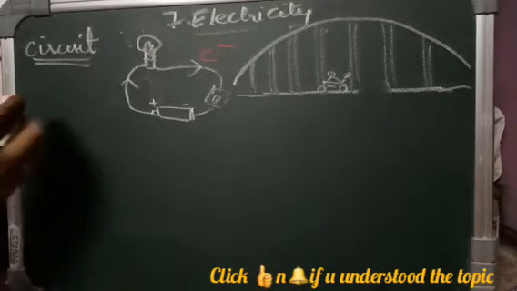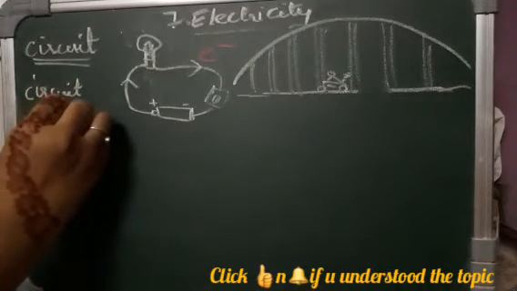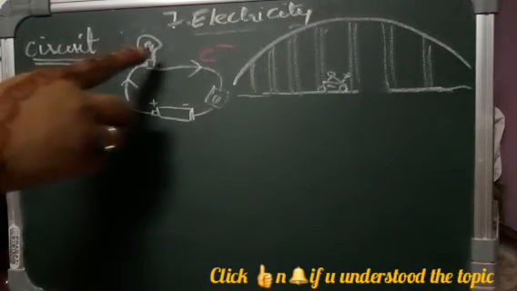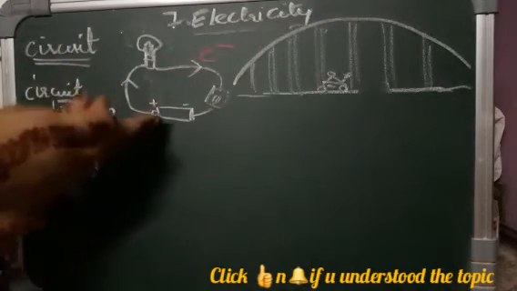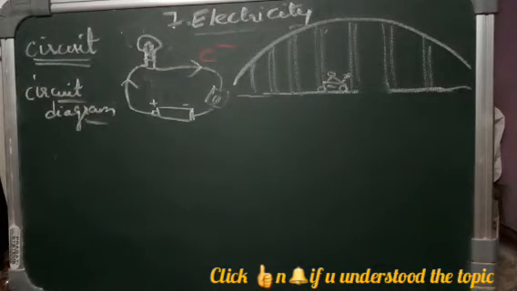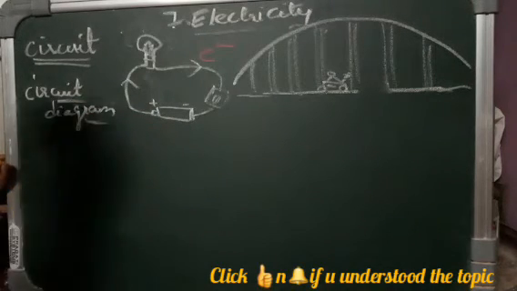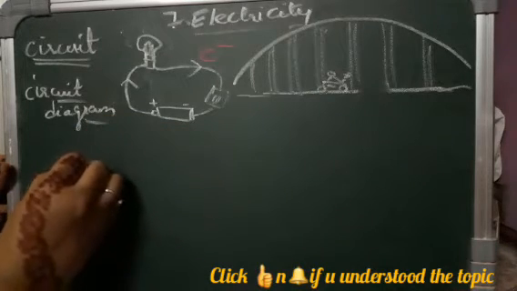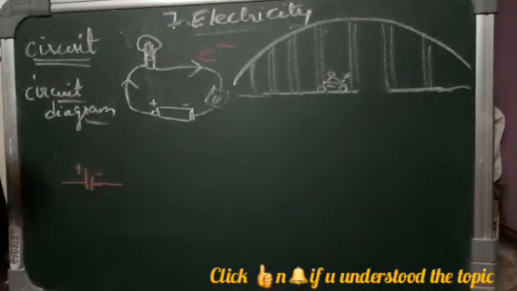So this is the circuit diagram. What we are doing is just converting whatever we are using, that is the battery, bulb and all, into a diagram. We are converting this cell into what we have learned from our symbols. What is the symbol of a cell? Nothing but a positive terminal and a negative terminal, and this is the cell, isn't it?